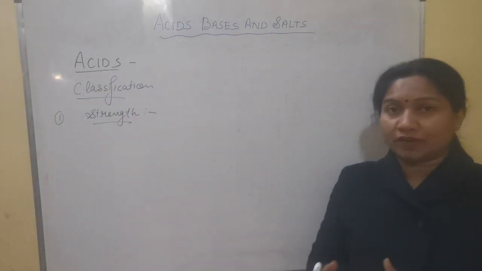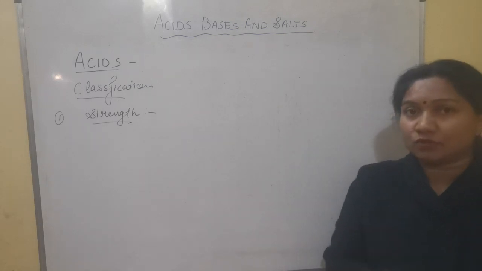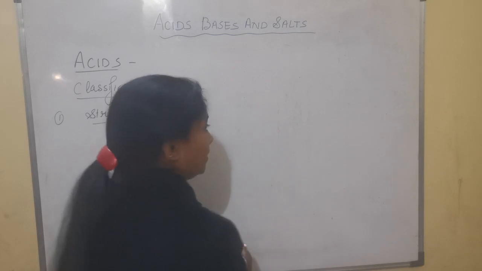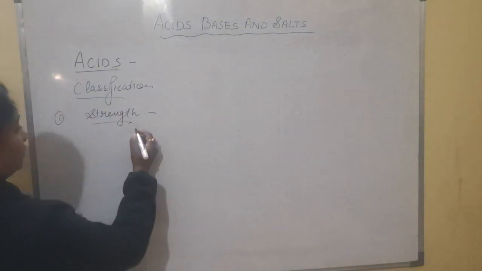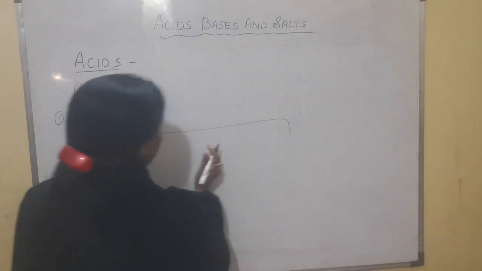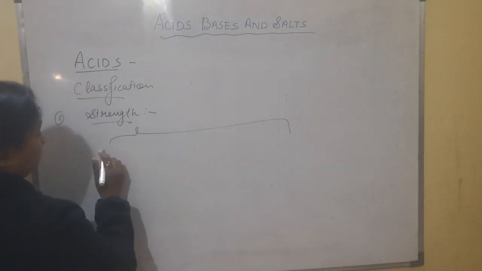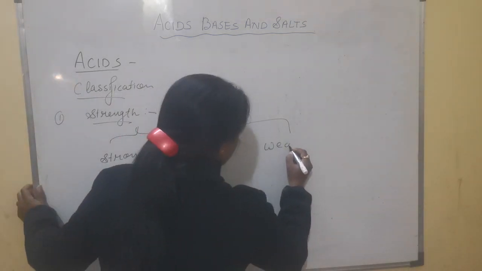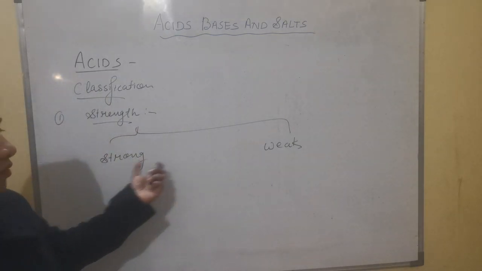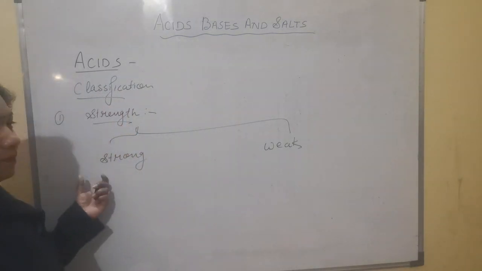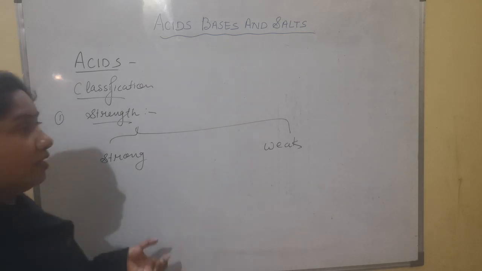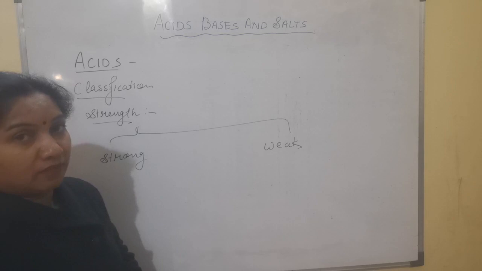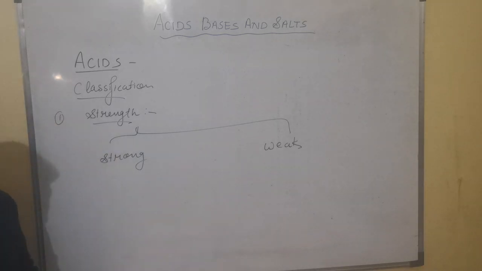So how are you going to find the strength of an acid? By the degree of dissociation of acids in their aqueous solution. Here we are going to divide acids into two parts: strong acids and weak acids. Why is one called strong and why is the other called weak? That depends upon the degree of dissociation of acids, that is, how many hydronium ions are produced. Based on that, we define the strength of the acid. So, strong acids and weak acids.